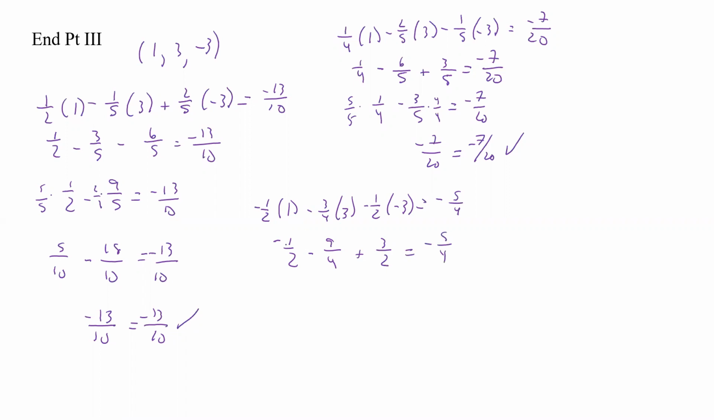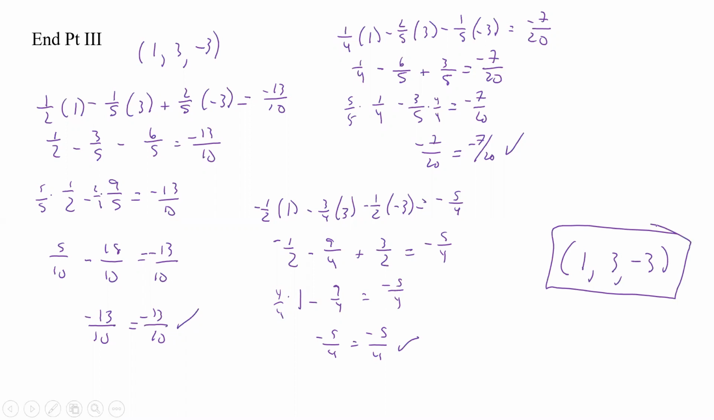So 3 minus 1 is going to be 2 over 2, so that's 1 minus 9/4. Well, if we multiply by 4 over 4, minus 9 plus 4 is going to be a minus 5 over 4. And that one checks too. So our solution really is 1, 3, minus 3. All right. So that's into part 3. I'll come back for part 4.